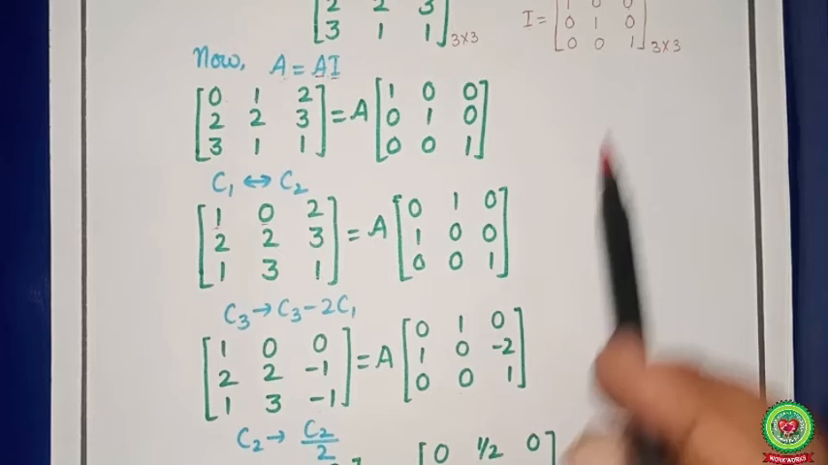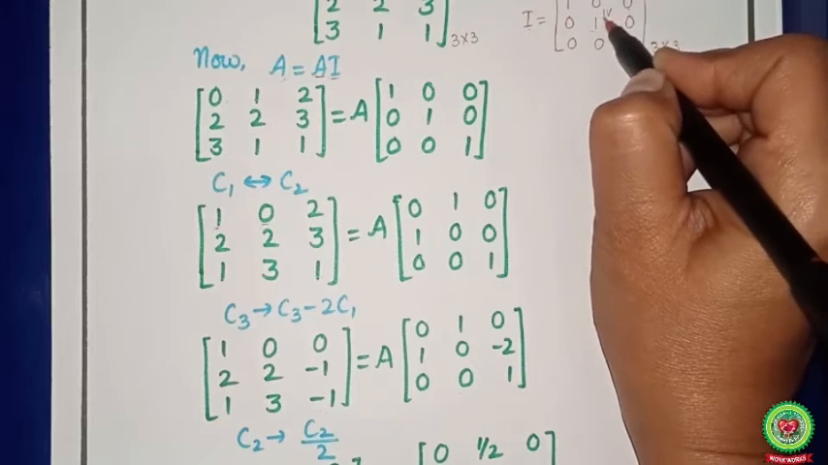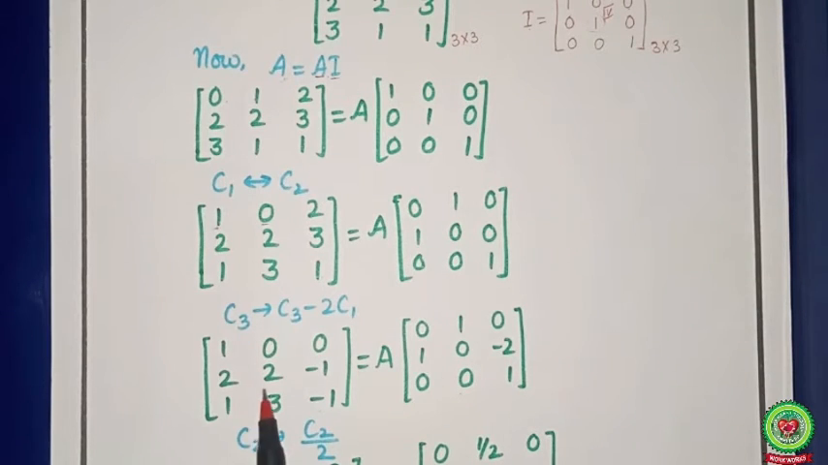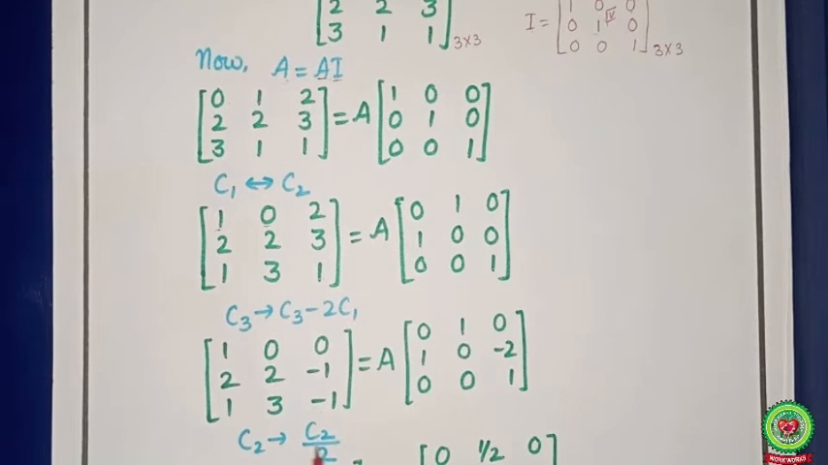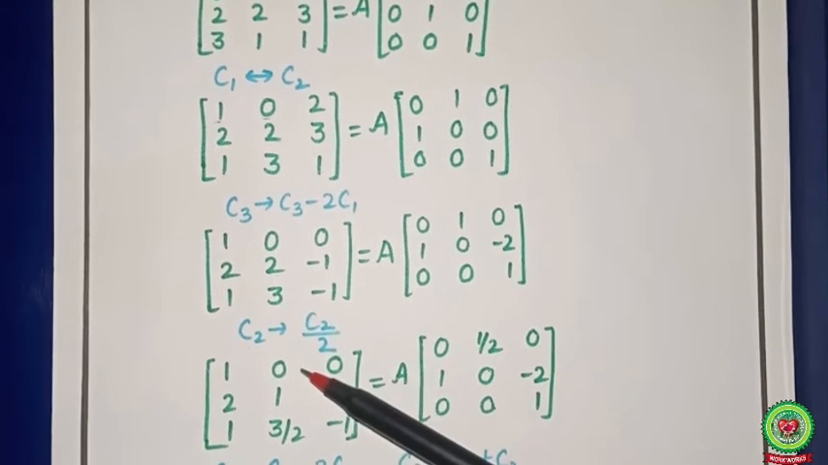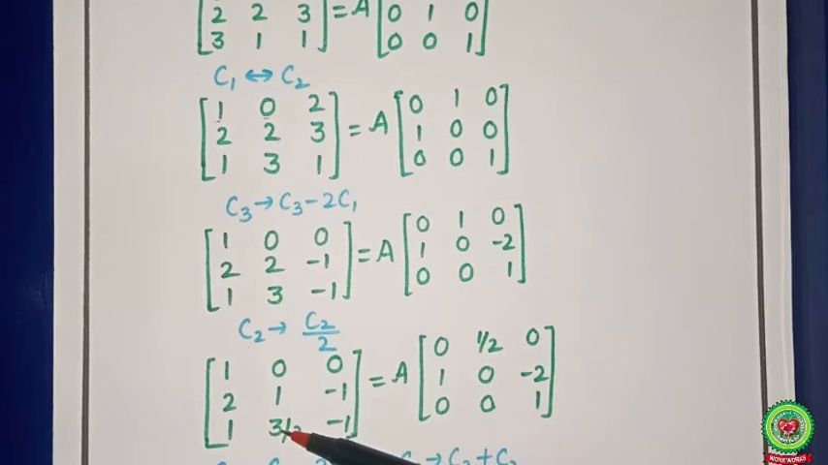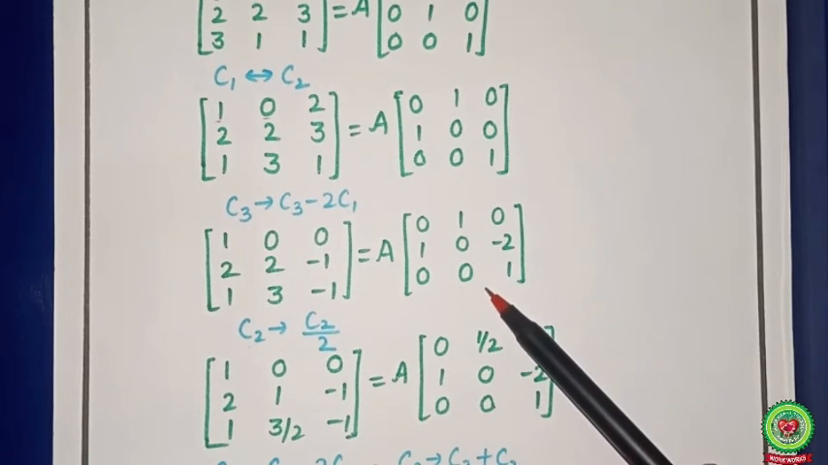Now next we have to work for this one. Now we will try to make this element 1. This element is 2. Now we will make it 1. The simple thing is, when 2 is there, if we divide it by 2, it will convert into 1. So the next operation is column 2 changes to column 2 divided by 2. When you divide the second column by 2, we get 0, here 2 by 2 will be 1, and 3 by 2. Same on the right hand side also: second column divided by 2.